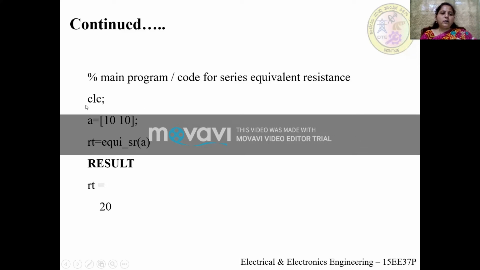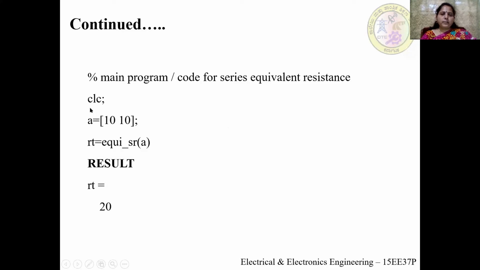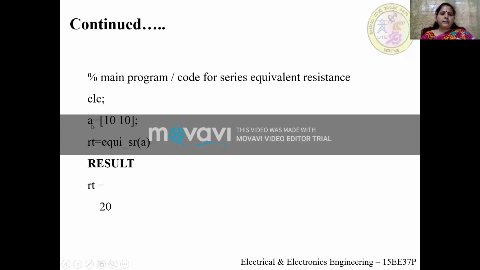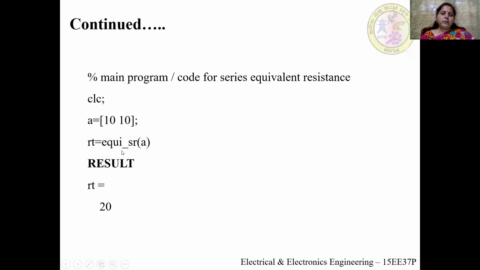So here I've used the CLC command to clear the command window. Then I'm giving the resistor values as 10 and 10 in the next statement. So A is having the resistor values. So here I've considered only 2 resistances. In the next statement, I'm just calling the function by its name.